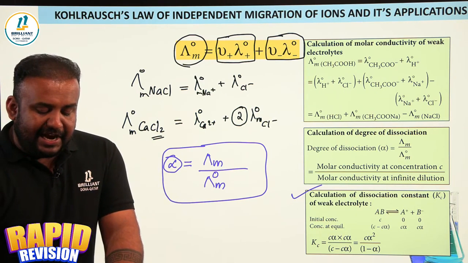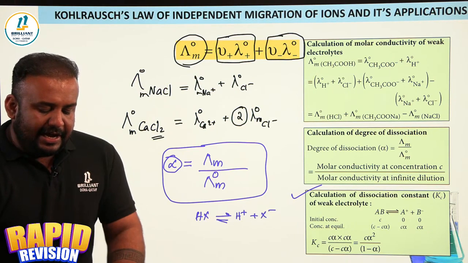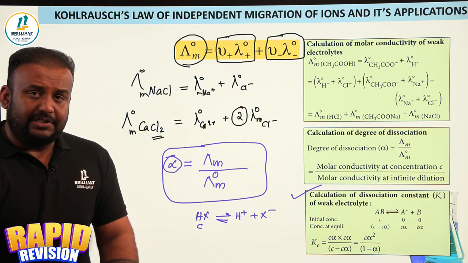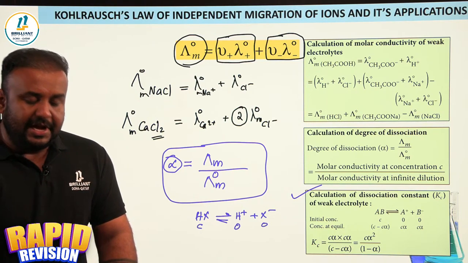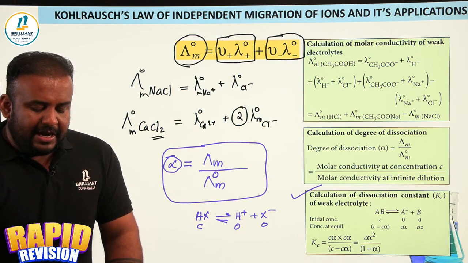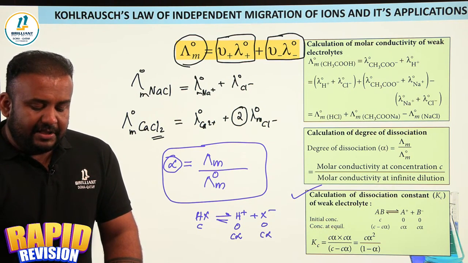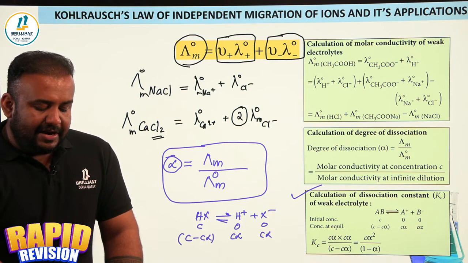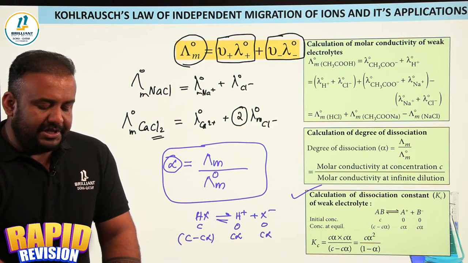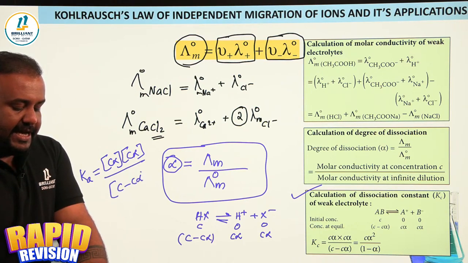You see, if an acid ionizes in water, let's say HX is ionizing to form H plus and X minus. Initially, if I take C concentration of HX, 0 and 0 is the concentration of H plus and X minus. After equilibrium, let's say C alpha is the amount of H plus and this is C alpha. This will be C minus C alpha. And writing the dissociation constant expression, it will be C alpha into C alpha divided by C minus C alpha.